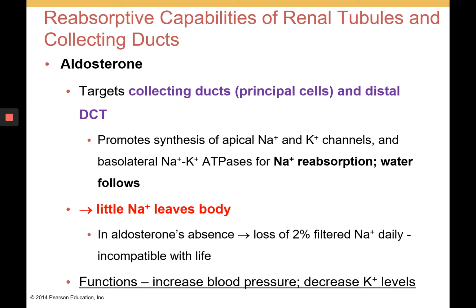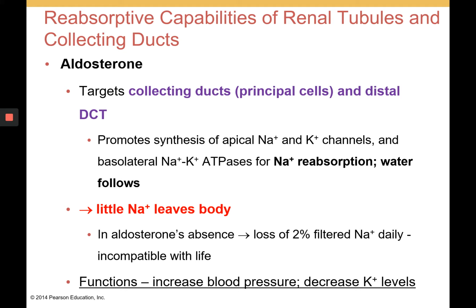Aldosterone is also going to target the principal cells of collecting ducts. It'll act also against the distal convoluted tubule. What it does is increase sodium reabsorption, and where sodium goes, water follows. So it causes increased sodium reabsorption and water reabsorption.